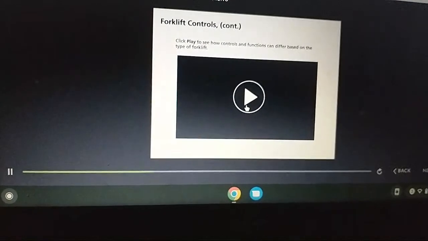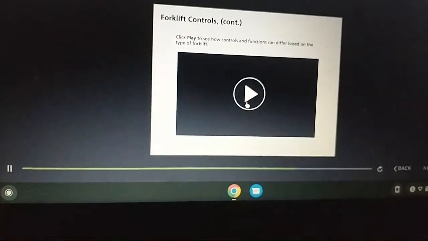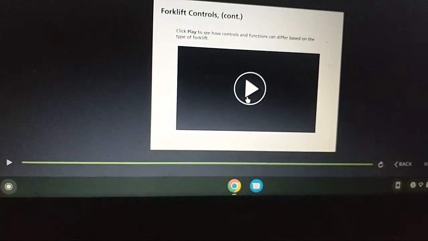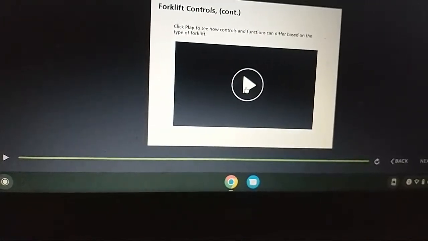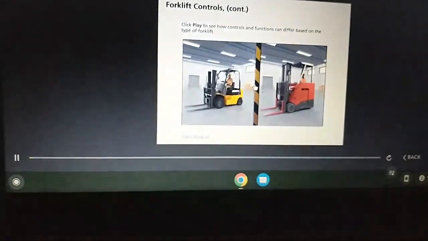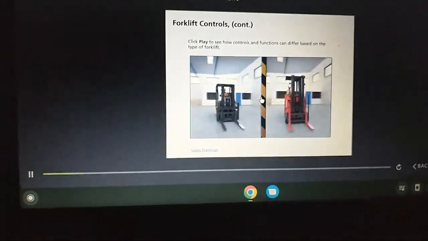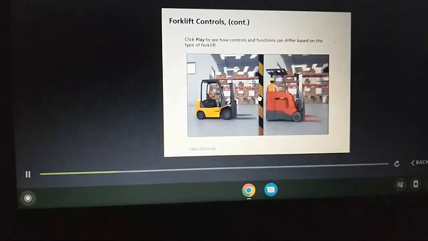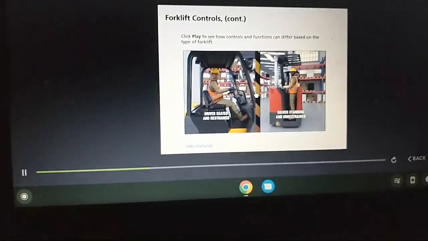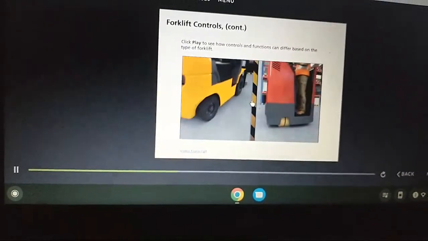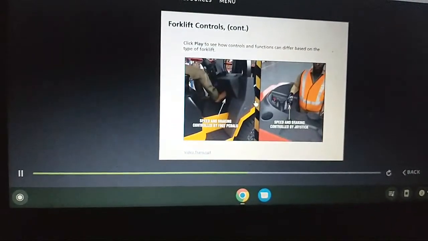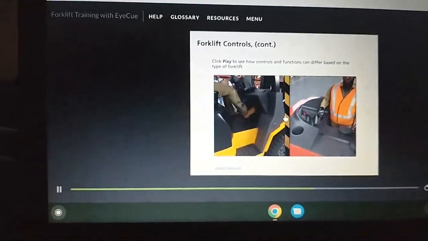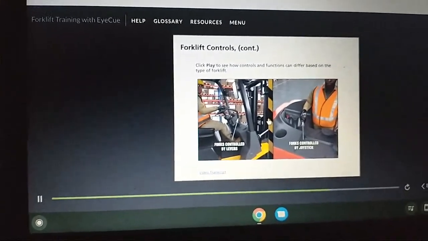Click play to see how controls and functions can differ based on the type of forklift. Although most forklifts have the same basic controls and functions, where they're located on the unit will be different depending on the manufacturer, model, and type. And because no two models are exactly alike, each has its own set of operating procedures and safety rules.